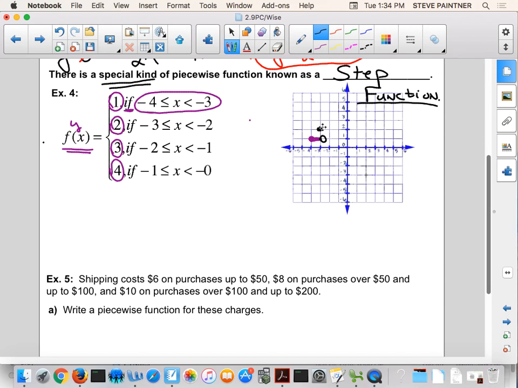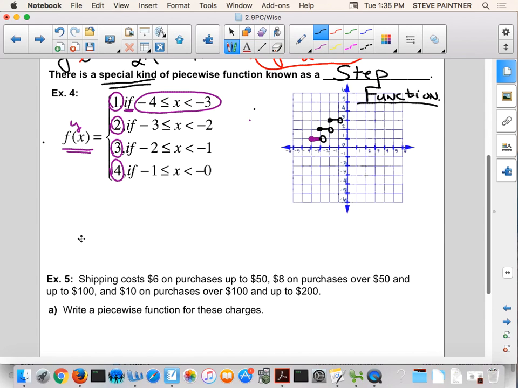So from -3 to -2. Again, why is it open on -2? It's not equal to. It doesn't belong in this function. -2 actually belongs in this function where you get 3. And 3 comes out between -2 and -1. Yep. Now, are you noticing on the left side you have a solid dot, on the right side you have an open dot? Yeah.